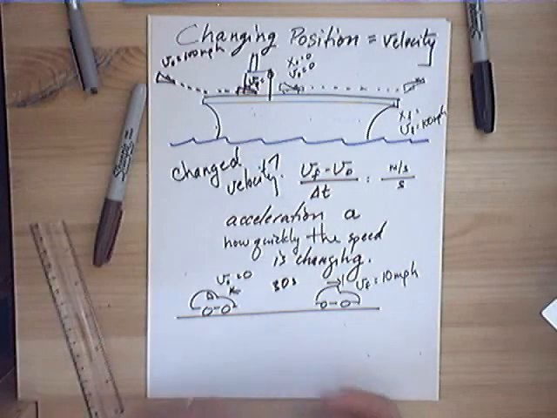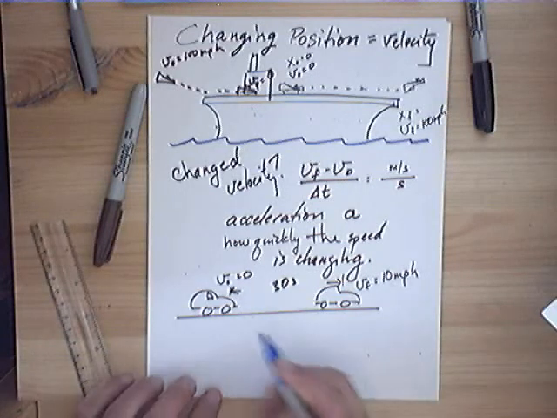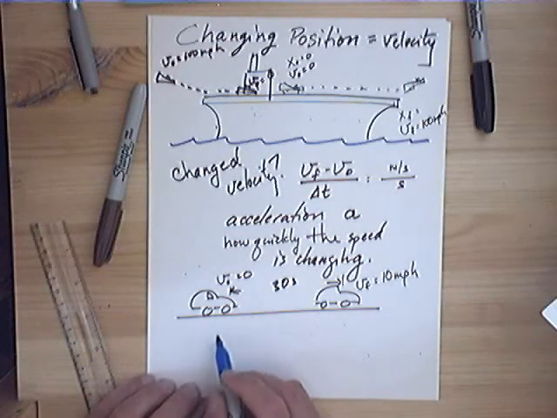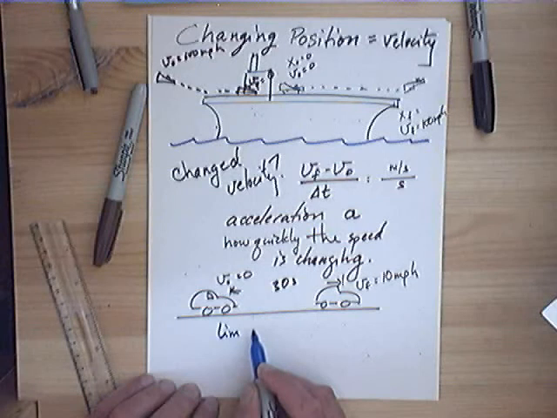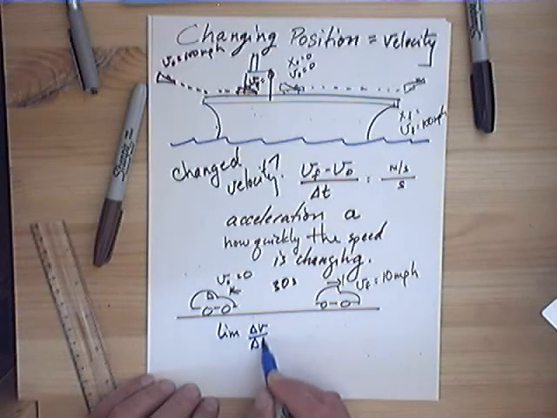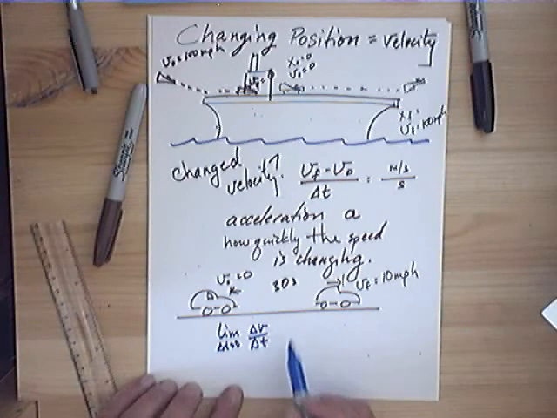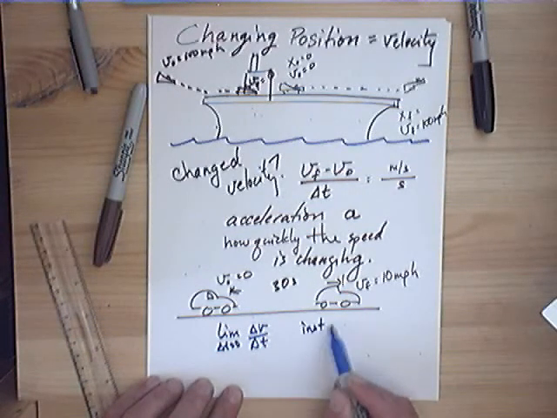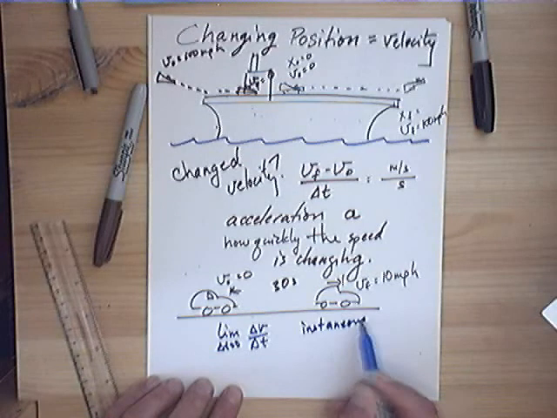Now, we could do the same thing, the limit of the delta V over the delta T as delta T goes to 0. This is going to give you your instantaneous acceleration.